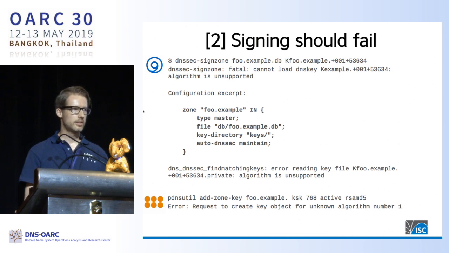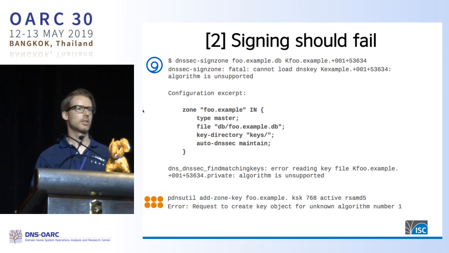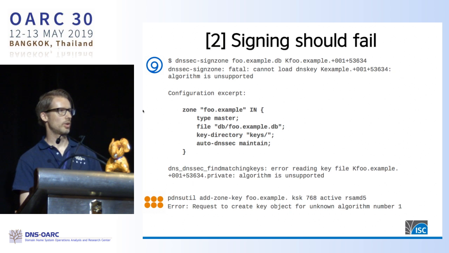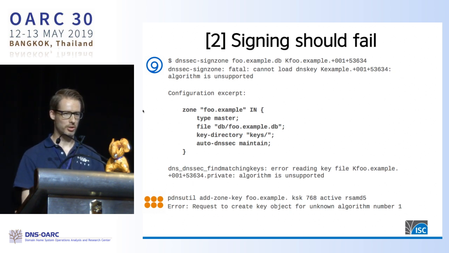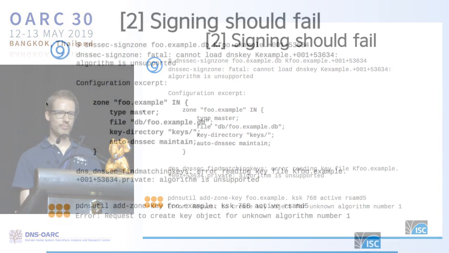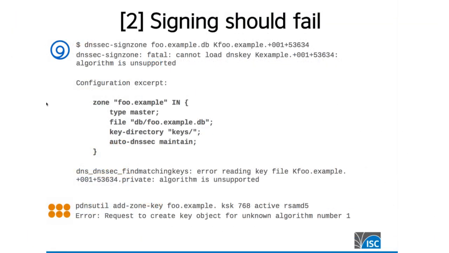Signing, second case, it should fail too, because if you want to sign a zone with an algorithm you don't know about, you don't know the crypto stuff. This is also a pretty good case for looking at dnssec-signzone, at the top here.